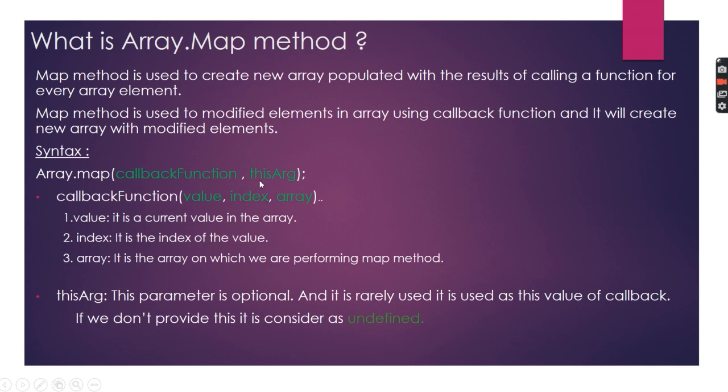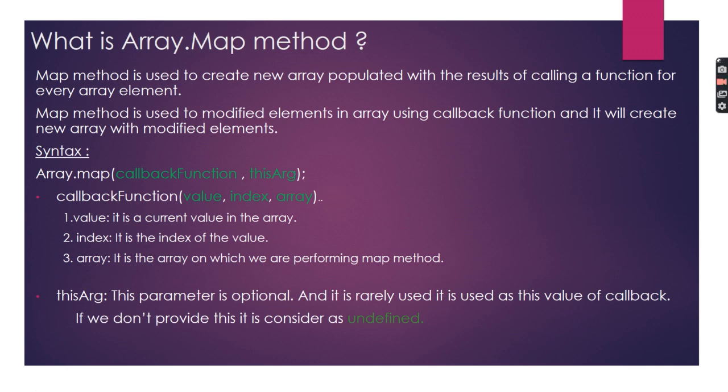The second parameter in the map method is thisArg. This parameter is optional in the map method, and it is also rarely used. It is used as the this value of the callback. I know it is confusing, but I will show you one example and you will get a clear idea of how it becomes the this value of the callback function. And if we don't provide thisArg, then it is considered undefined.